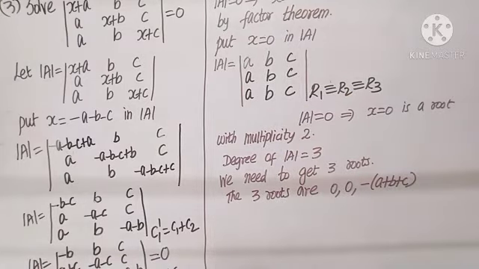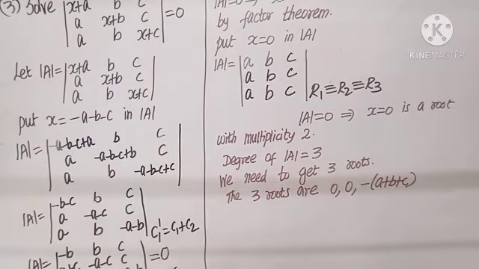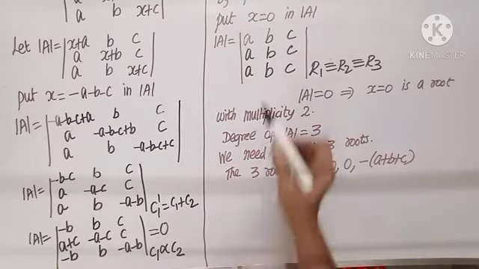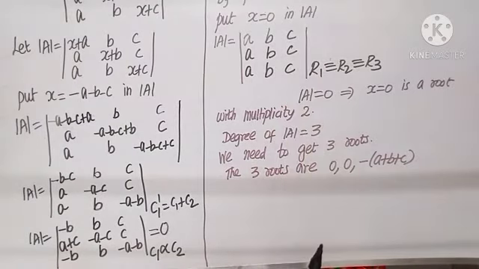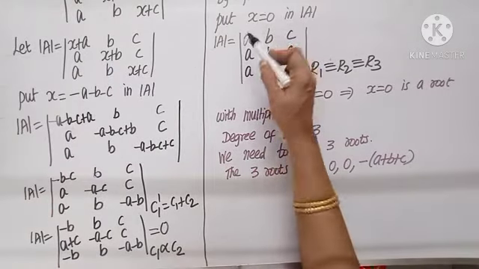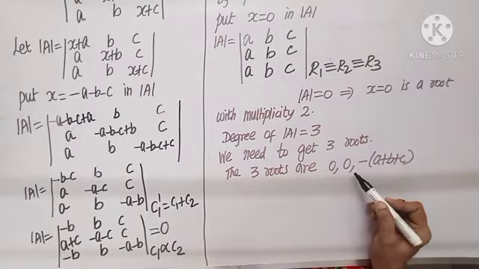Why do I say so? Whenever 2 rows or 2 columns are identical like the previous case, we say it is a factor or it is a root of the equation one time. But if 3 rows are identical, I will immediately declare it is a root 2 times, twice. So x is equal to 0 is a root twice.